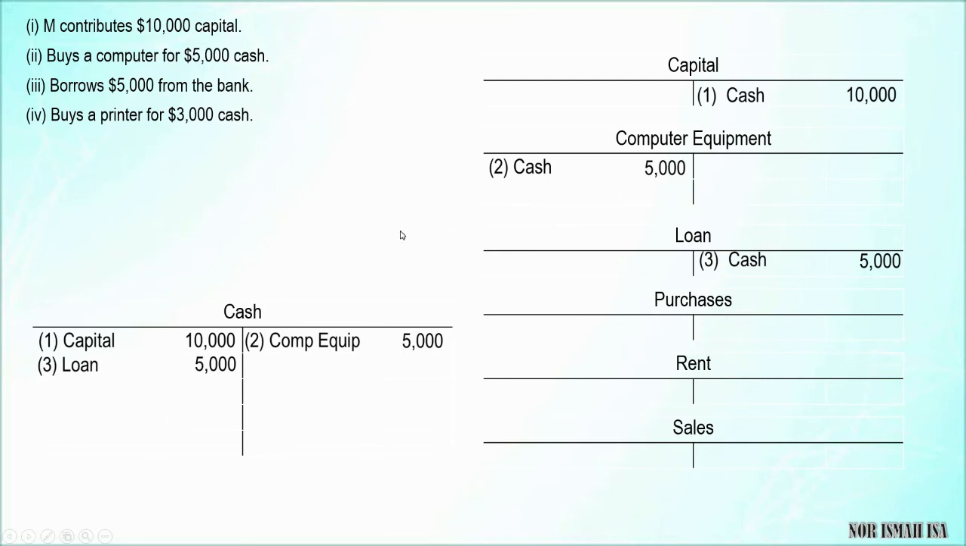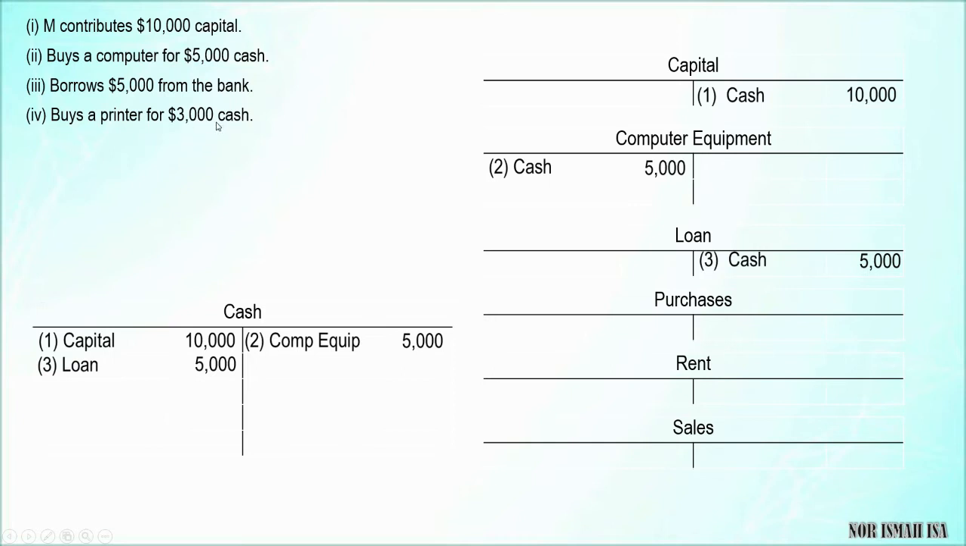Next, buys a printer for 3,000. Again, the accounts are printer and cash. Printer is computer equipment. Just put in one account for things that are related with computers. So since the business buys another printer, something related with the computer, we'll increase the computer equipment by 3,000.